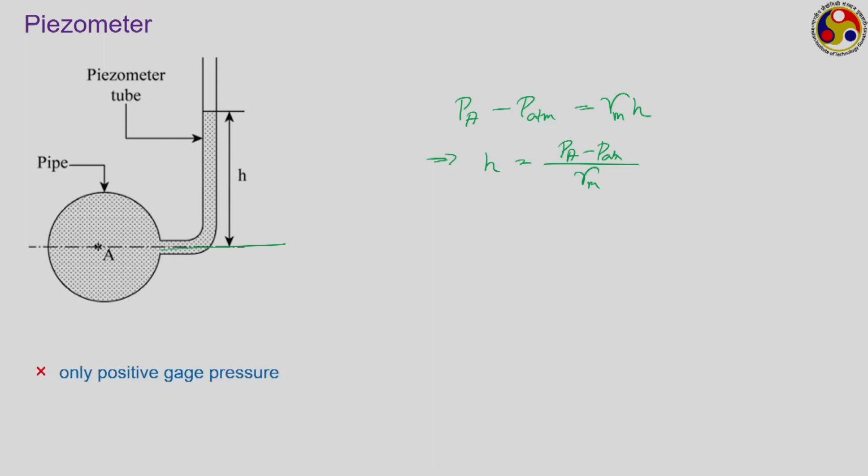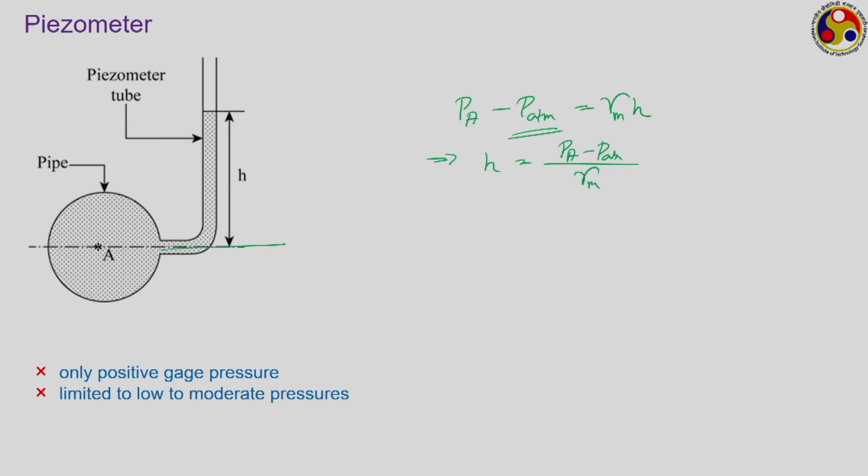One problem, it can only give you gauge pressure, because we are doing everything with respect to atmospheric pressure, and that too positive gauge pressure, because if location A has a pressure lower than atmosphere, instead of a liquid column forming, we shall have air ingressing into the fluid. So, we can only measure positive gauge pressure using a piezometer.